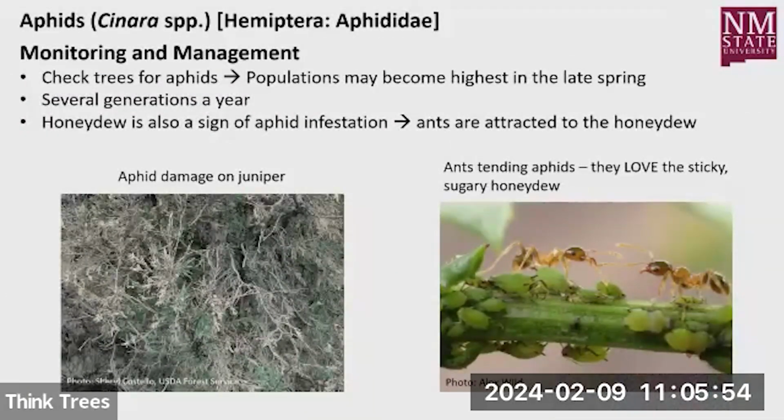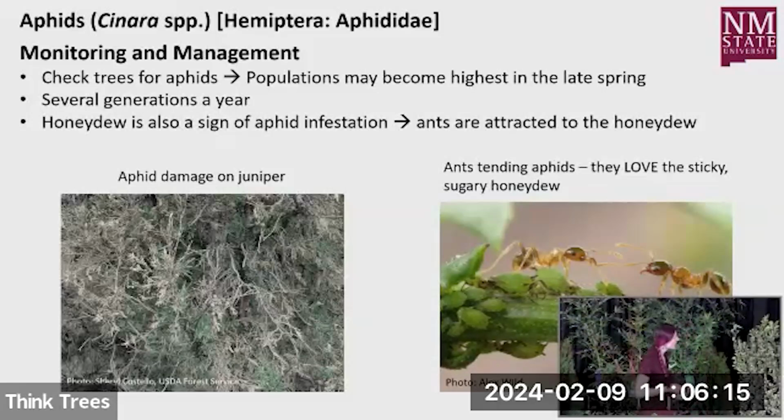So as far as monitoring and management goes for these pine aphids, you want to regularly check your trees for them. Populations become highest in the late spring. So, kind of check in around that time, making sure that their numbers don't get too high. And the thing with these is they have several generations per year. So really monitoring is important for these aphids.